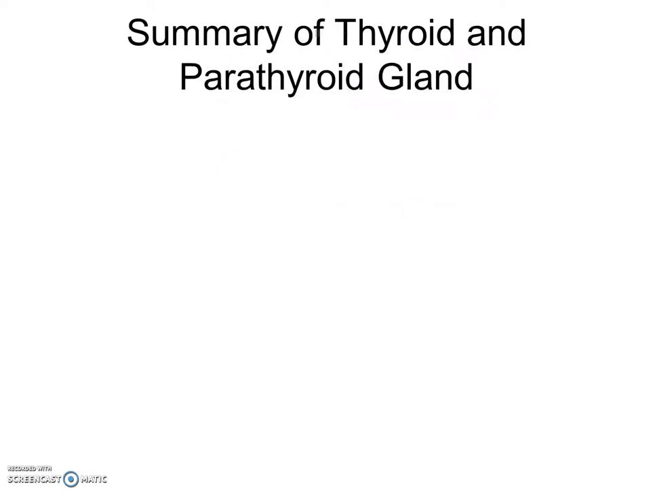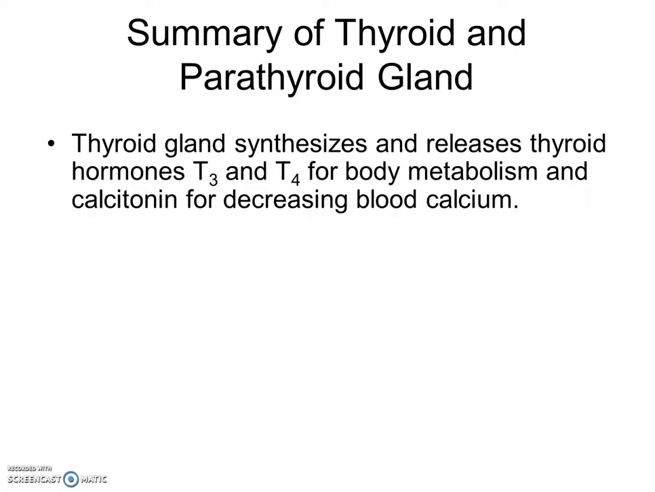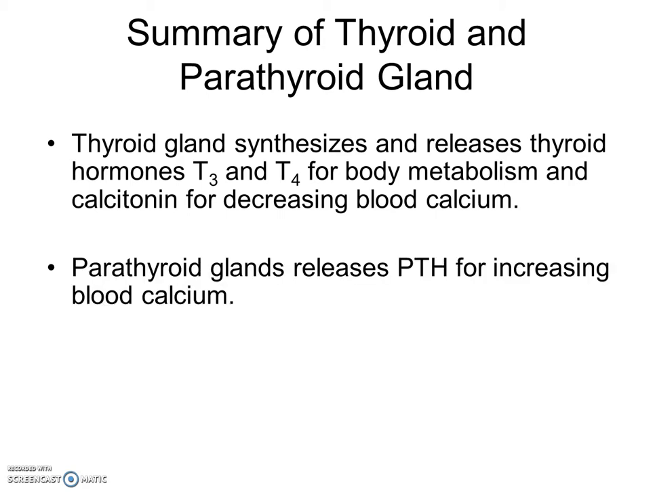So just to summarize the thyroid and parathyroid gland, the thyroid gland synthesizes and releases thyroid hormones T3 and T4 for body metabolism, and also calcitonin for decreasing blood calcium. Whereas the parathyroid gland releases PTH for increasing blood calcium.